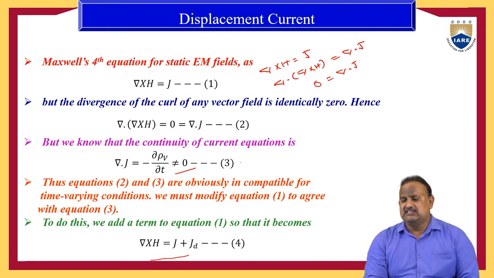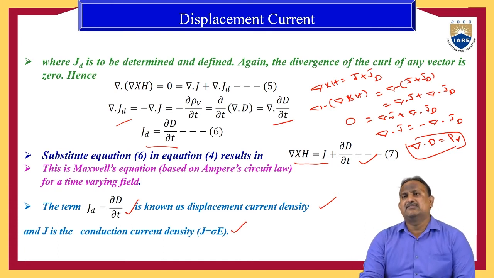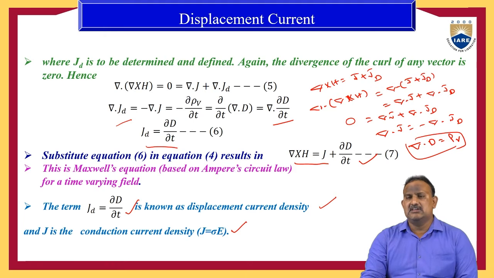We can avoid the inconsistency by adding a term JD. JD means displacement current density. If we add this displacement current density to the Maxwell equation, we can avoid the inconsistency of Ampere's law.